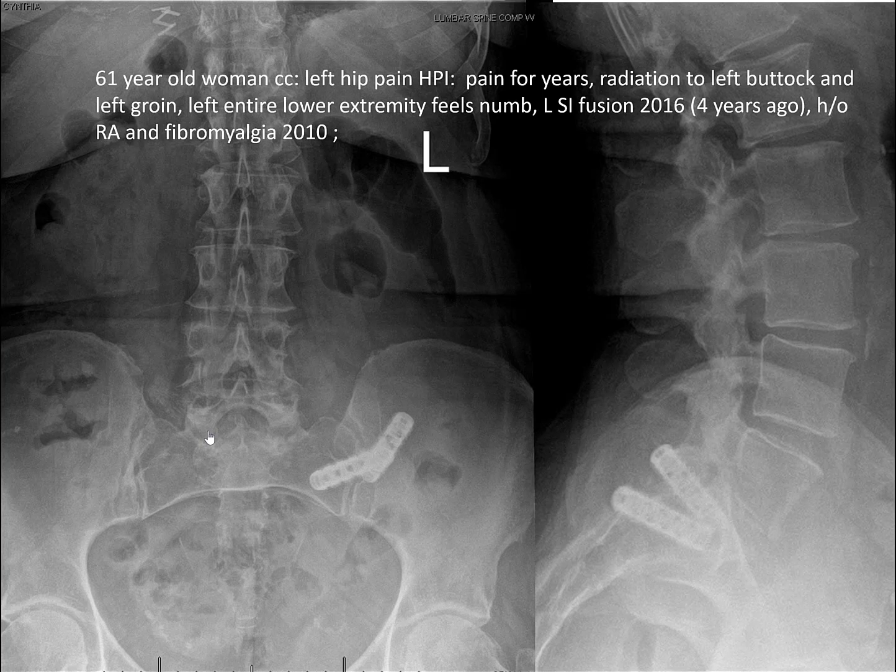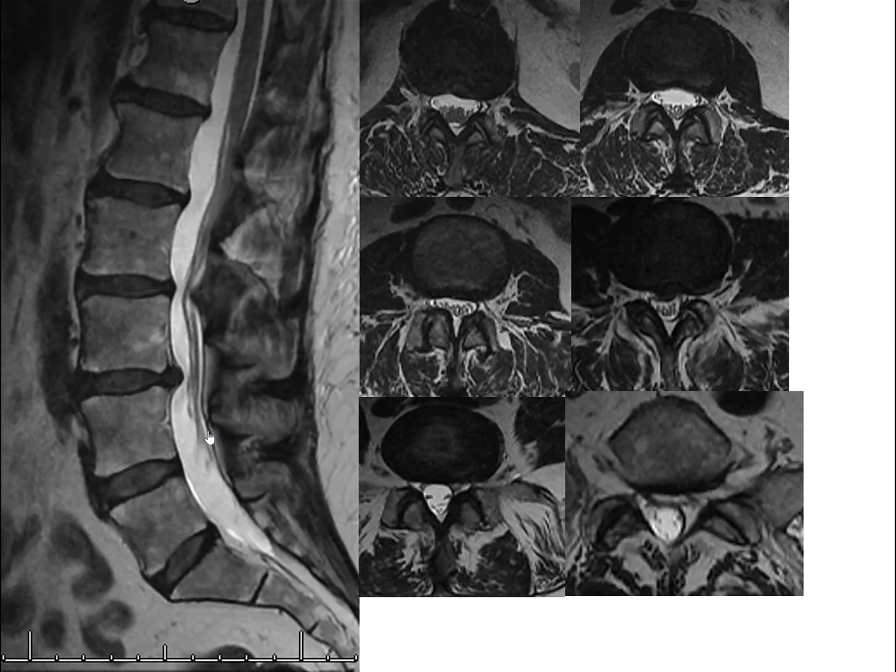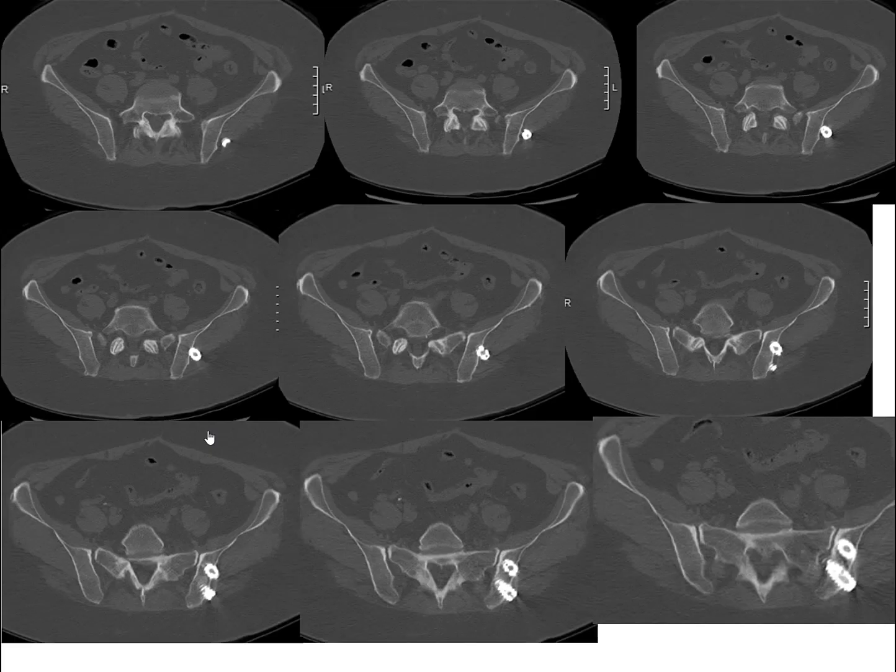So I think we reviewed everything. So back to our case. So here are the screws. The MRI I felt was benign. Some mild bulging discs would not explain her symptoms of a lumbar spine. So here's the CAT scan. And she said she never got a post-op CAT scan.